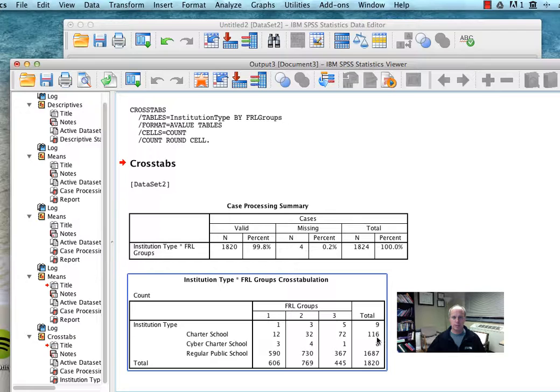All right, 116 charter schools, 72 are in the high free and reduced lunch, and only 12 are in the lowest. Public schools, as you can see, there's more schools that are not in the high free and reduced lunch than there are those that are. So quite a bit of difference in the frequency count of the charter schools versus the regular public schools.